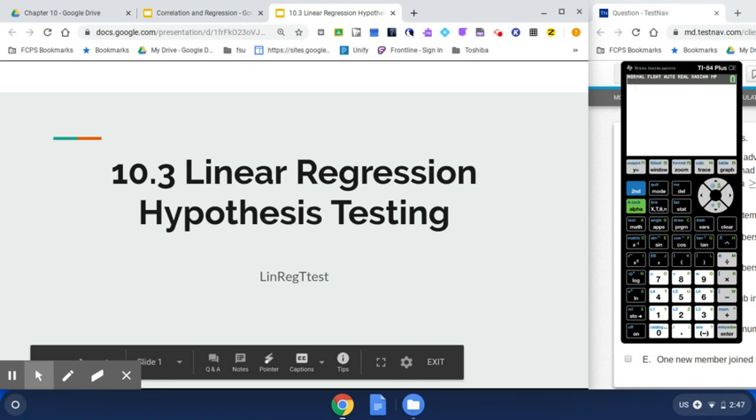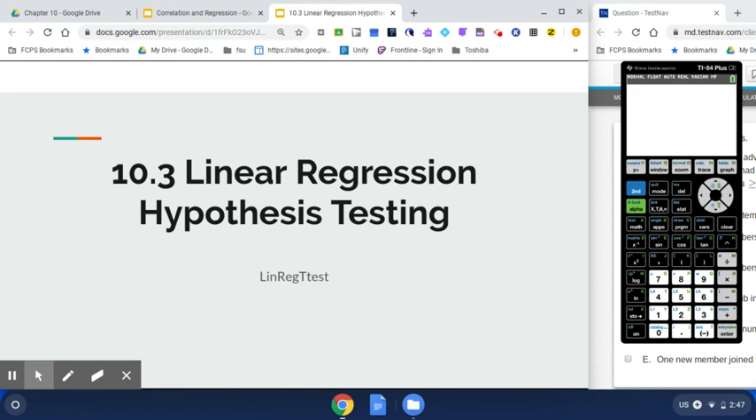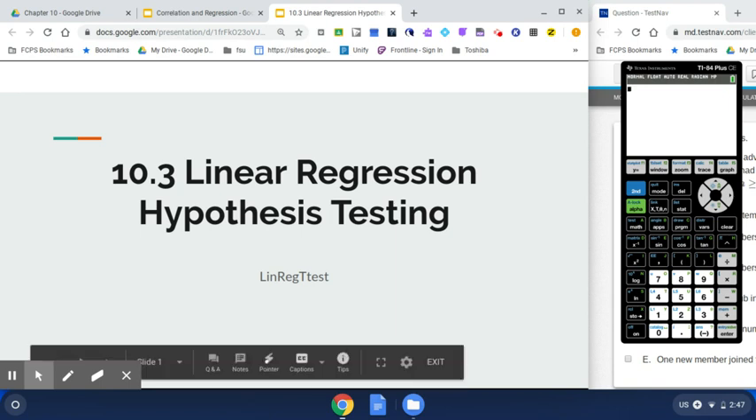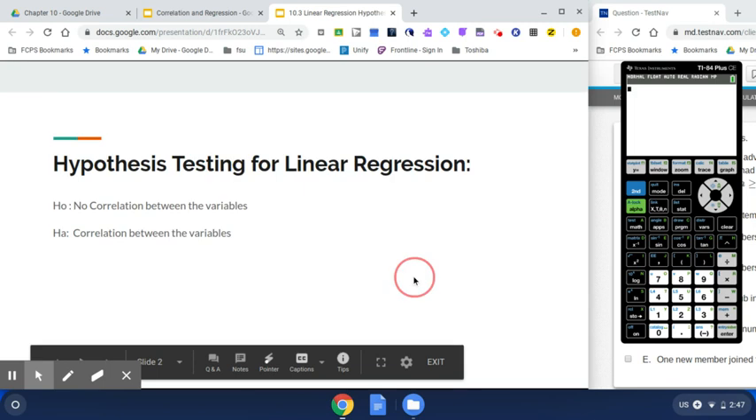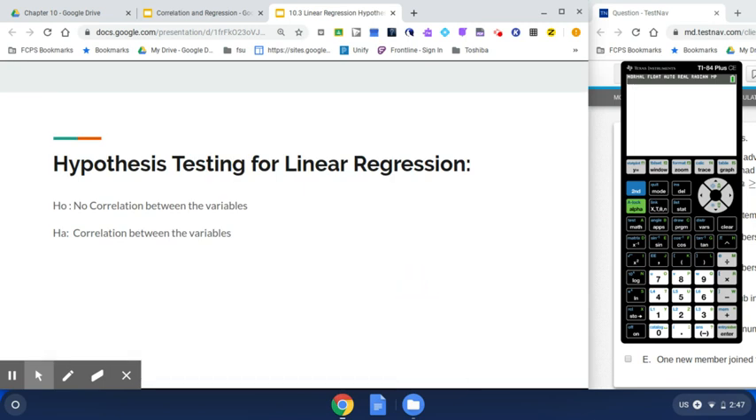Okay, today we're learning about section 10.3, linear regression hypothesis testing, or in other words, the LinRegTTest. Our null and alternative hypotheses for this type of test can be worded a couple of different ways. We're going to stick with words rather than symbols for this particular test. So for our null hypothesis, there's no correlation between the two variables. Another way to word that would be there's no relationship between the variables.